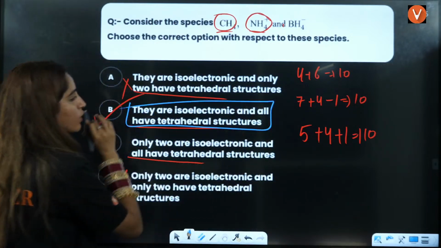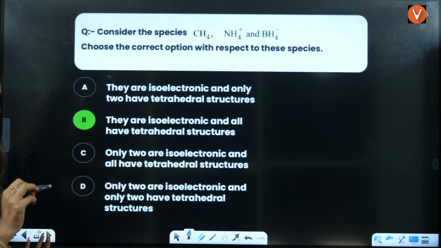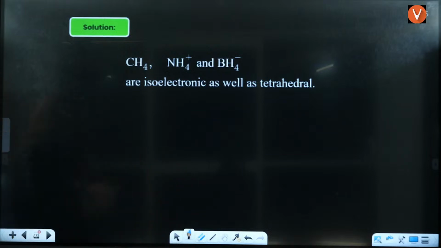All are isoelectronic, all are tetrahedral in nature, right? Option B is the correct answer. Very good, very good. Sachin, Ashmit, Bunny, very good.